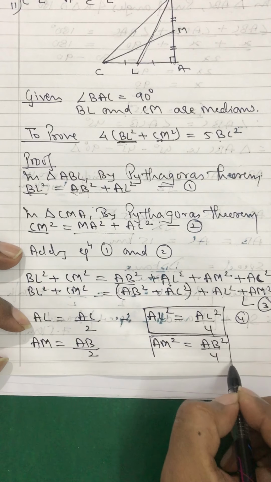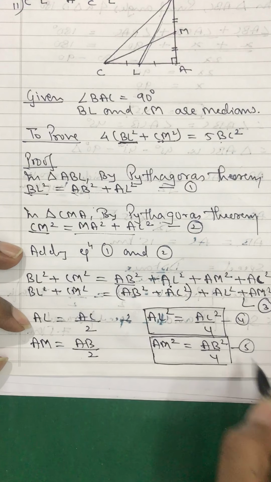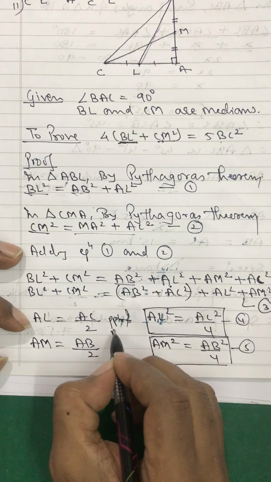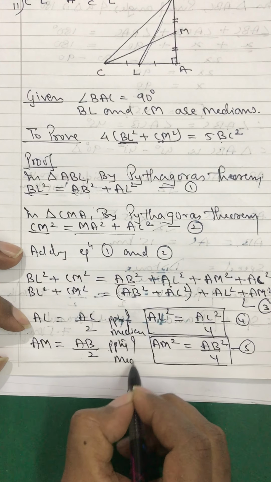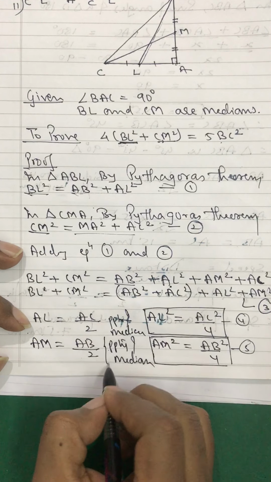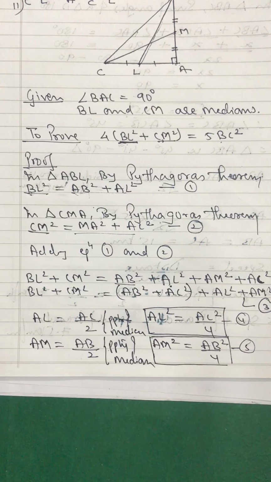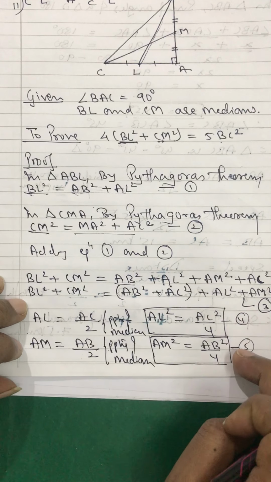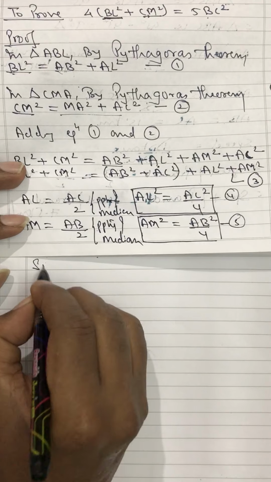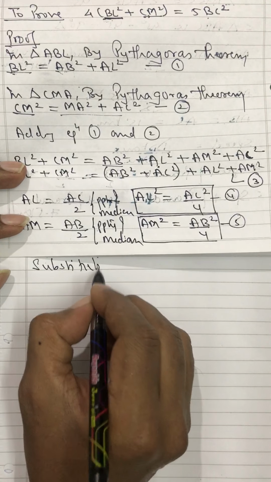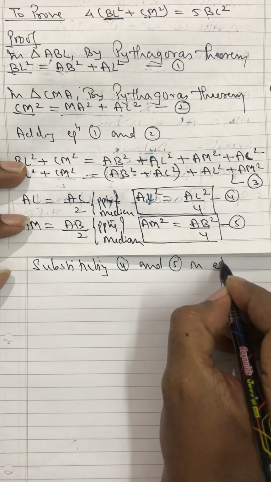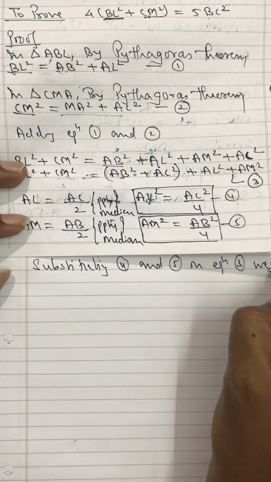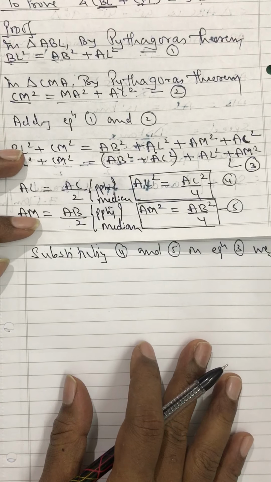So you have got two things. This is property of median. Fine. So we have got this, substituting 4 and 5 in equation 3.